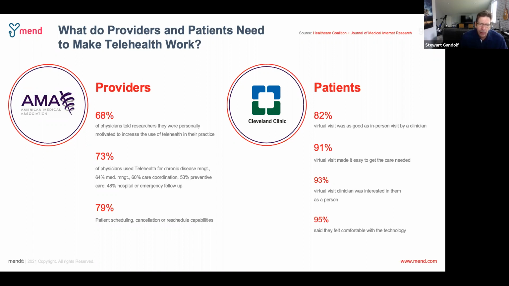But let's look at it from the patient's point of view. 80%, again, felt like virtual visits were as good as visits by a clinician in person. 91% said that it made it easy to get the care they needed. 93% said the virtual visit clinician was interested in them as a person. And 95% said they felt comfortable using the technology. So those are huge, huge numbers.